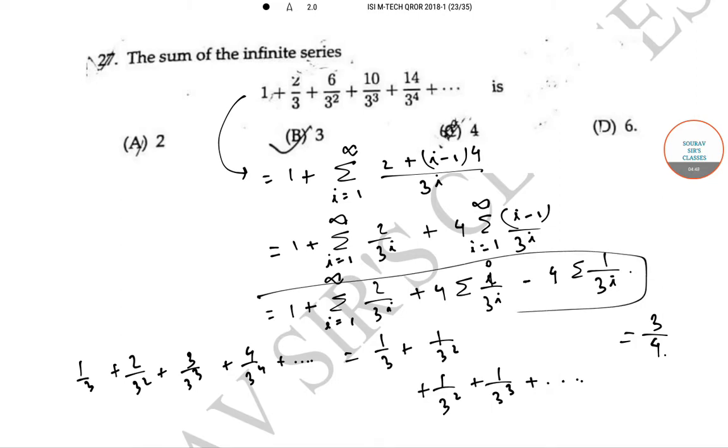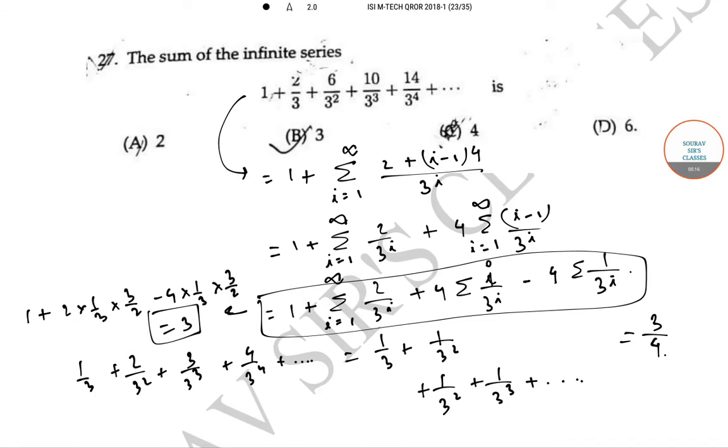Therefore, this thing on simplification becomes 1 plus 2 into 1 by 3 into 3 by 2 minus 4 into 1 by 3 into 3 by 2, which is equal to 3. So the correct option is option B.